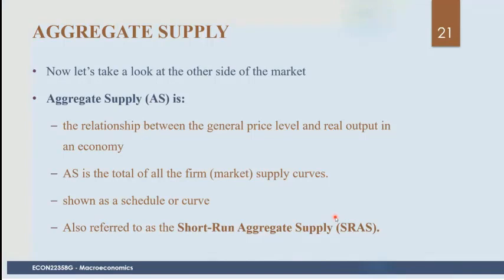Well, it's going to be positive, and the aggregate supply is the total of all the firm market supply curves. It's shown as a schedule or curve. So we're also referring to this as the short-run aggregate supply.